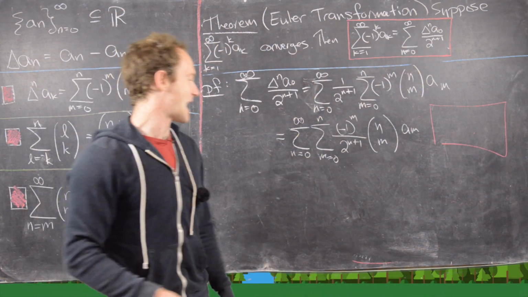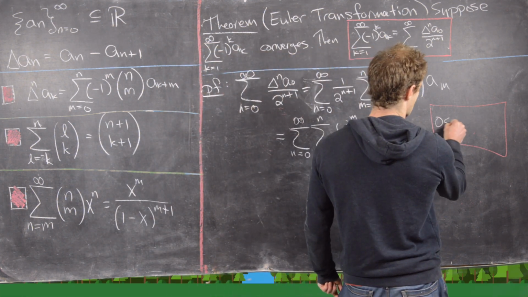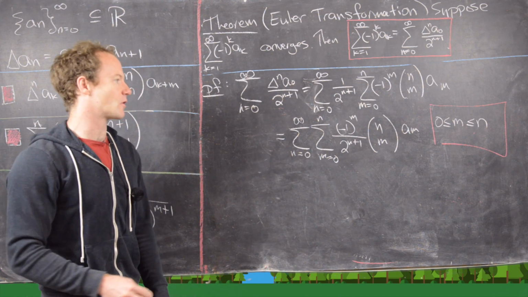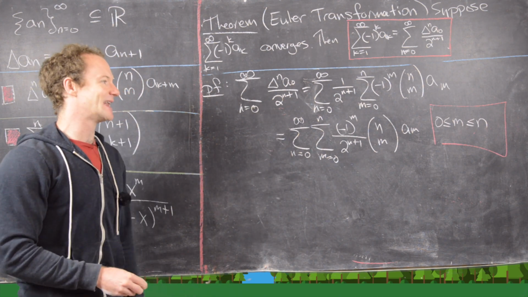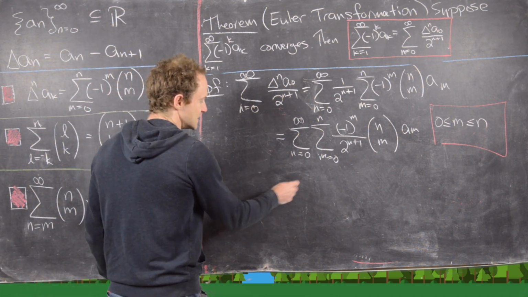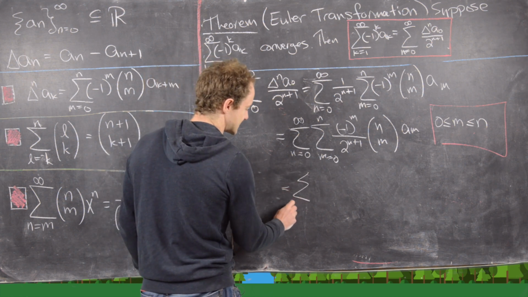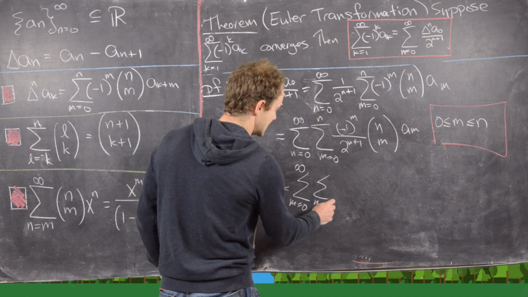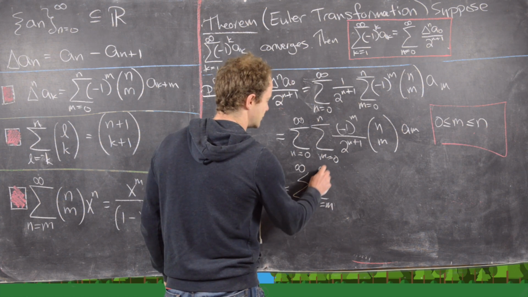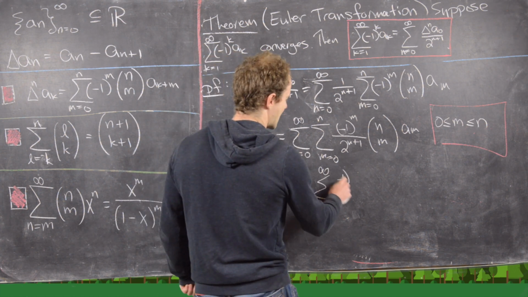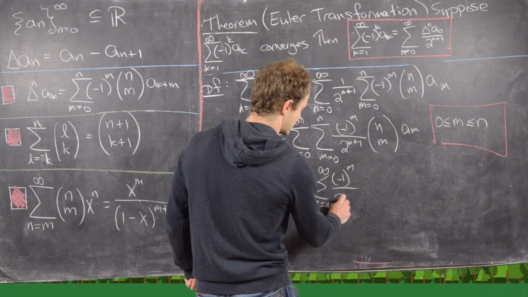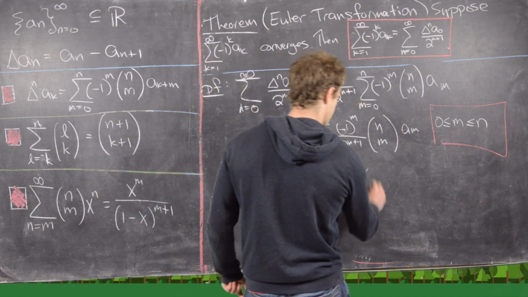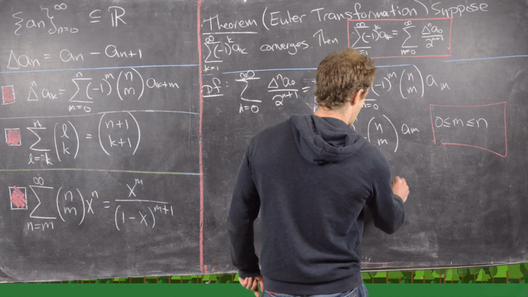So notice right now I have this happening. I have 0 is less than or equal to m, which is less than or equal to n. So if I change my order of summation, that means n has to start at m. So that's going to give me this. This will be the sum m equals 0 to infinity, the sum n equals m to infinity, and now I have (-1)^m over 2^(n+1), and then n choose m, a sub m.